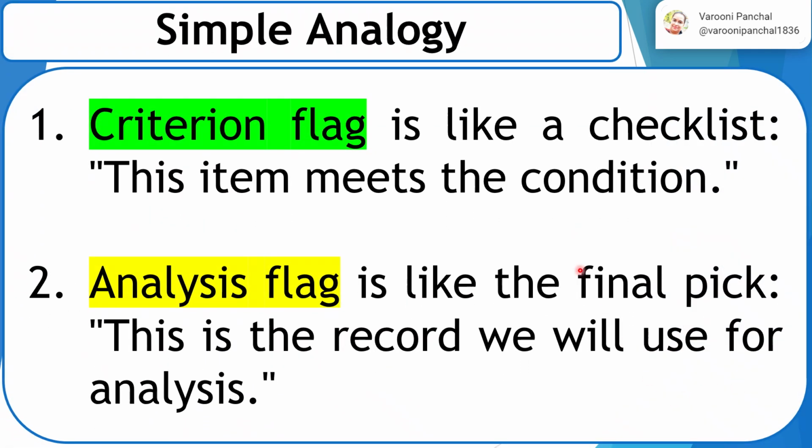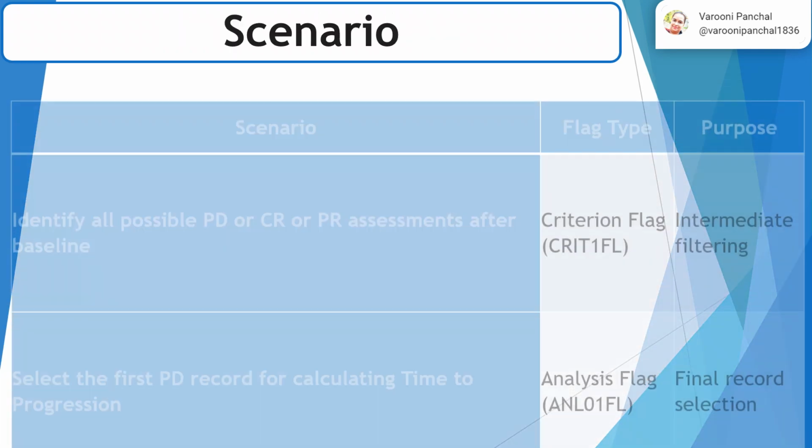Simple analogy. The criterion flag is a checklist: does this item meet the condition? Condition means whether it's a male or a female. If this, then do this; else, do this. That is a criterion flag. The analysis flag is like the final pickup: this is the record we want to use for the analysis. Say I want to use only those patients who have got a positive response at the third visit. In those kinds of situations, I'll pick up only those records for doing the analysis.